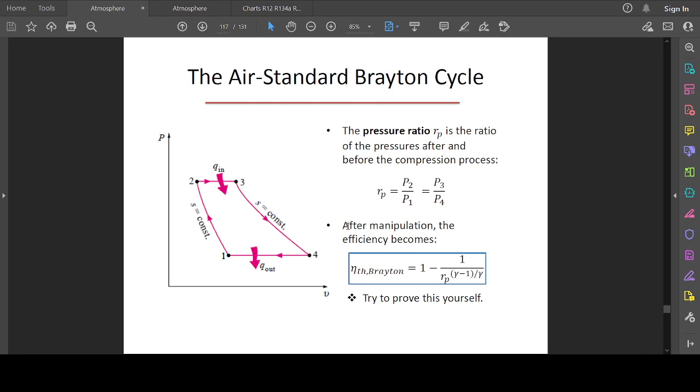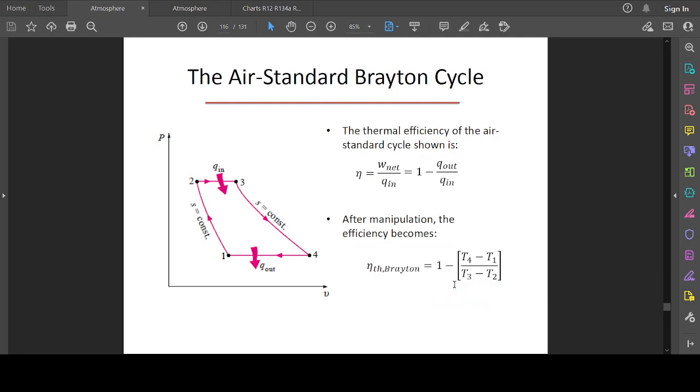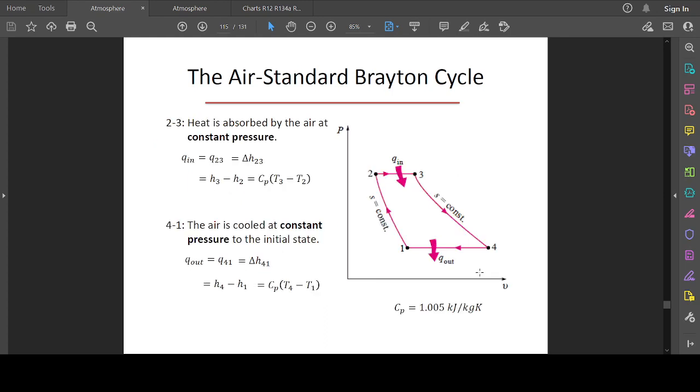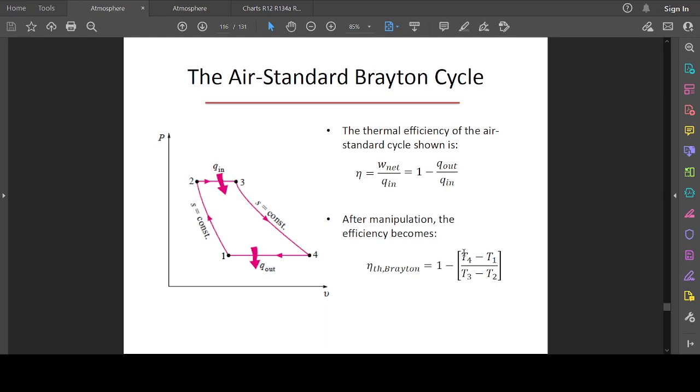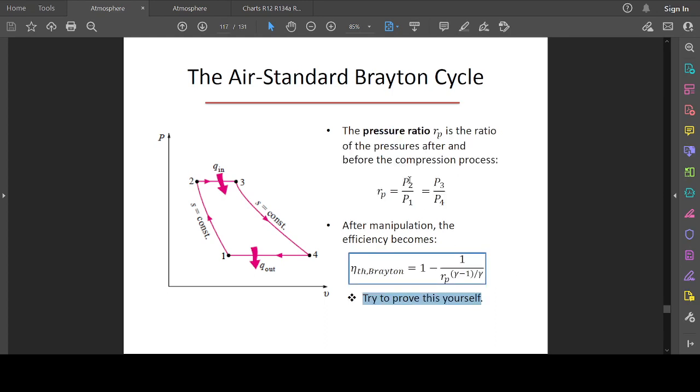Okay, so if we replace this pressure ratio in the thermal efficiency, then we can write the thermal efficiency in this format. Now, for you students, you can try to prove this yourself. Try to prove that this could be used in place of this. You can use this as a starting point, or you can even start from here. I will suggest you start from here. Try to replace this with that.